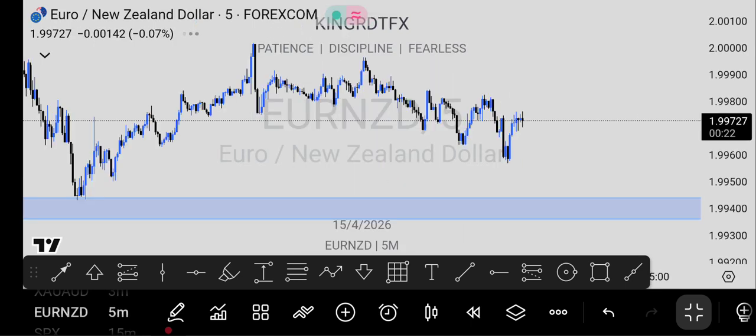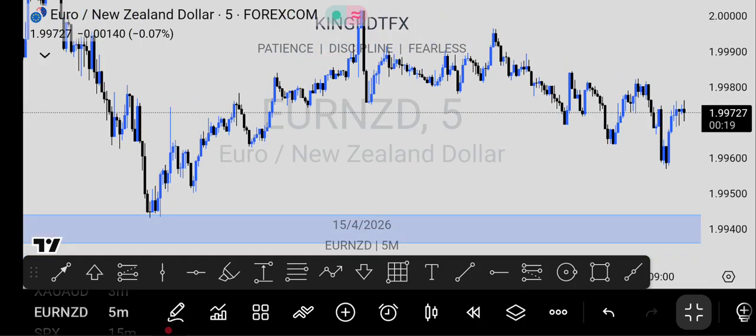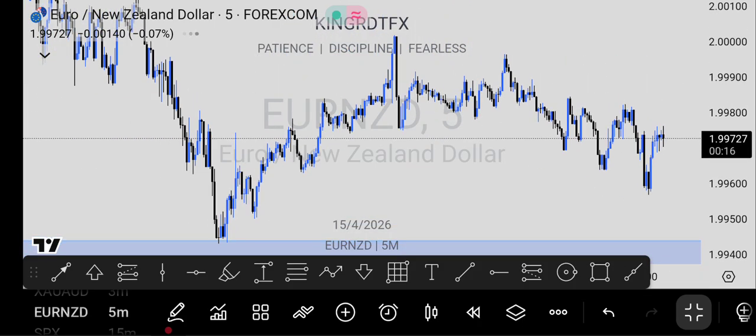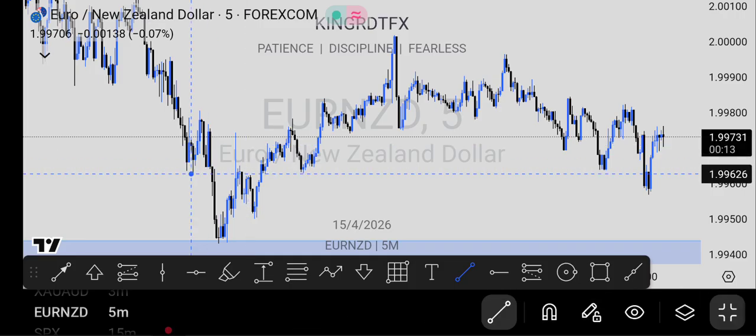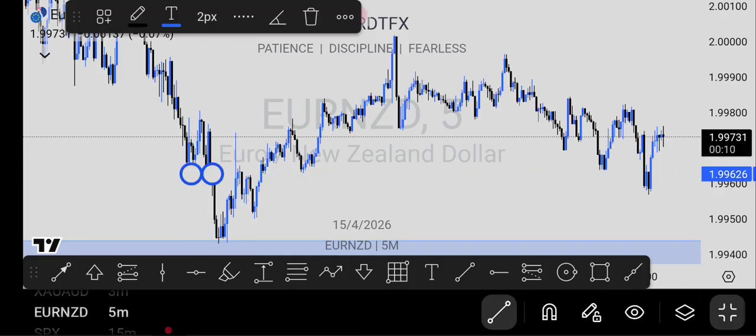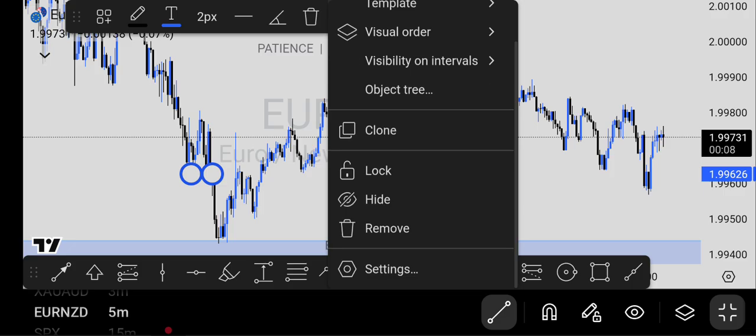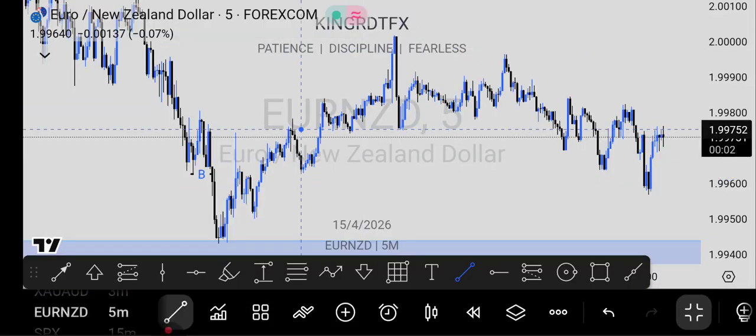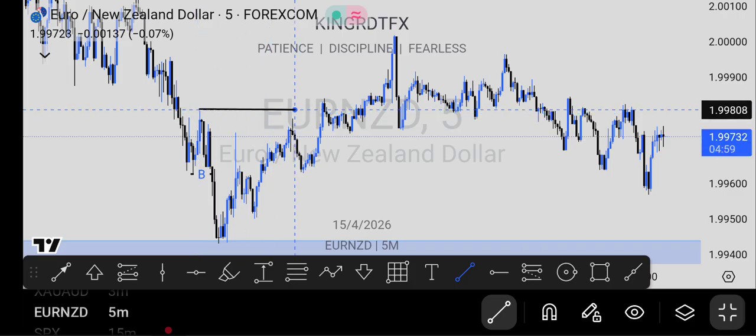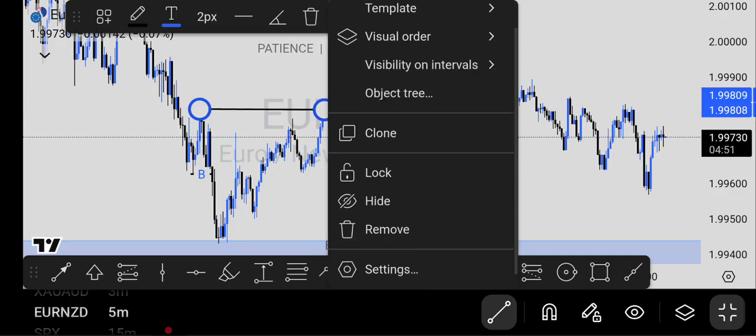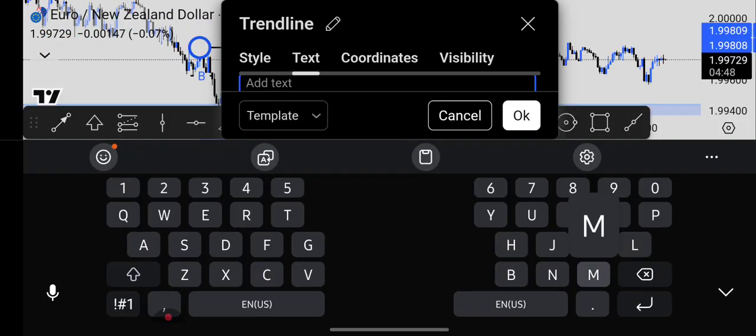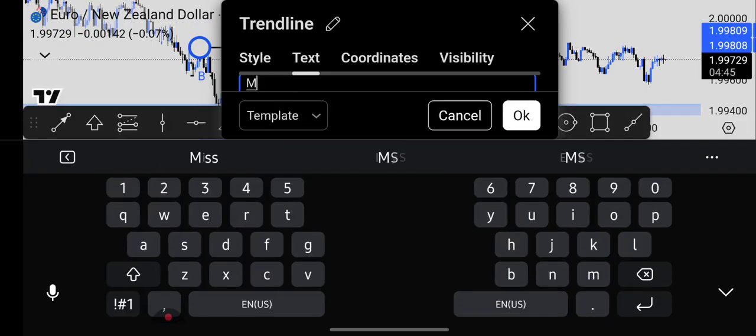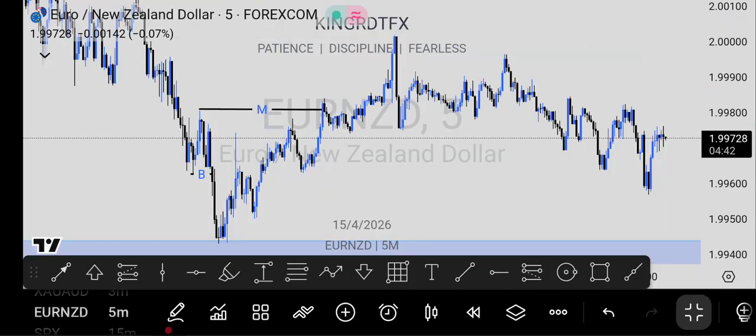Let's go to our 5 minutes. When we're on our 5 minutes, you can clearly see it here. Structure to the downside. Okay, and then there's a market structure shift here, right? There's a market structure shift here. Market structure shift.